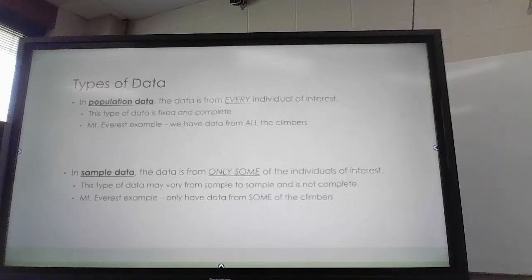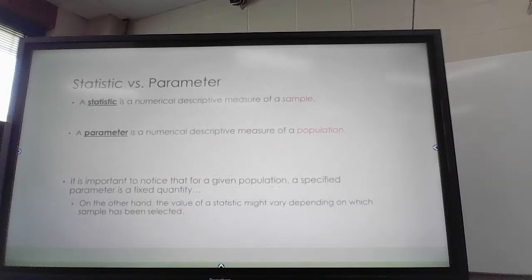If we're using the Mount Everest example, let's say we have data from only some of the climbers. Let's say we only have data from climbers under the age of 40, or climbers who are above or below a certain height or build. And of course, we talked about a statistic versus a parameter. A statistic is a numerical descriptive measure of a sample, while a parameter does the same thing, but for a population. Now, again, for a population, a specified parameter is fixed. But because the data varies from sample to sample, a statistic might vary depending on which sample you choose.